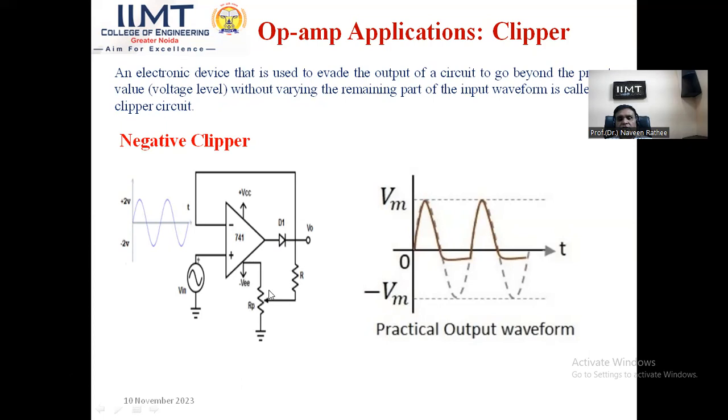So by varying this resistance value, I can control the negative DC desired level. This is the desired level which we have fixed now in this particular circuit. Only up to here, that is, as long as it is minus V reference, and anything beyond this will be clipped out. So here the negative portion has been clipped, therefore it is called a negative clipper.